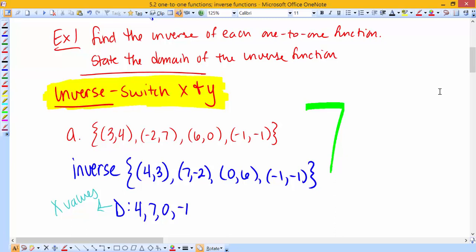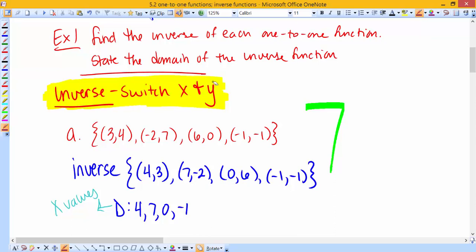So find the inverse of each one-to-one function. State the domain of the inverse function. So really big here, I have highlighted: when you are finding the inverse, you are switching the x and y values. So if I have here a set of ordered pairs, instead of 3, 4, when I find the inverse, it becomes 4, 3. I am switching x and y all the way through.